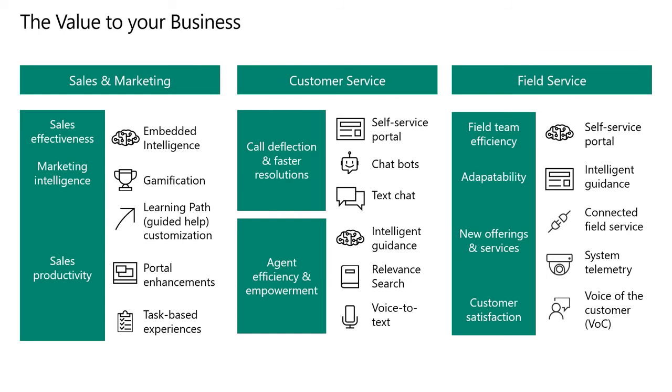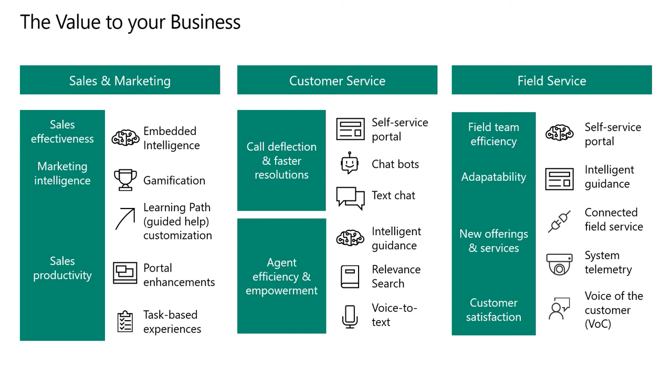Let's widen the lens just a little bit more and take a look at the start and the end. All of those capabilities you saw: the embedded intelligence, gamification, portals, text chat, omni-channel, field service, mixed reality. What does that mean for your business? Imagine your business taking full potential of unified data, intelligence, insights. So you have sales effectiveness, marketing intelligence, sales productivity. Your employees are able to use the best tools to do their best work, so your business can be infinitely successful.